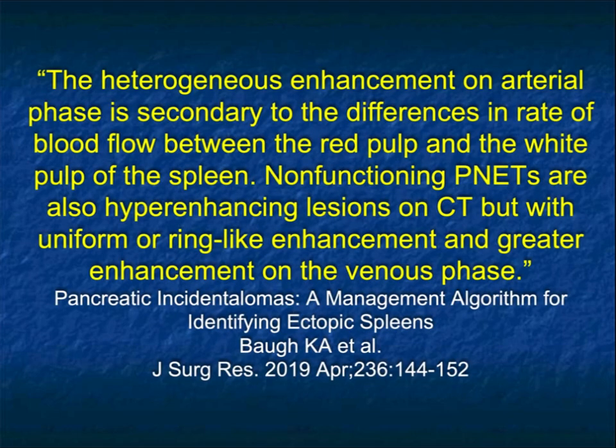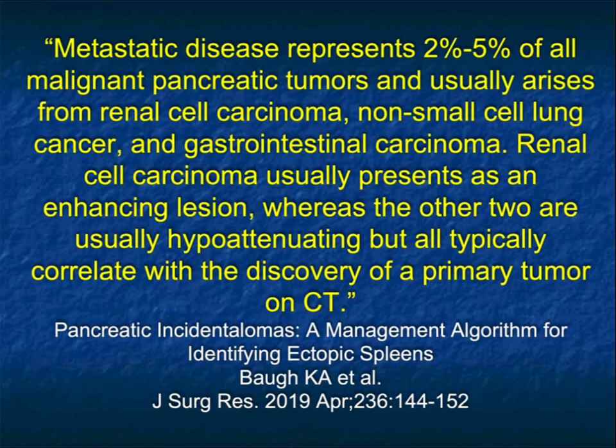In the last part of the first talk, we spoke about these pancreatic incidentalomas and the fact that ectopic spleens can really cause all sorts of problems. Now, things to think about. Non-functioning neuroendocrine tumors are typically hyperenhancing, but with uniform or ring-like enhancement and greater enhancement on the venous phase, and also neuroendocrine tumors don't match the spleen in terms of enhancement, while accessory spleens do.